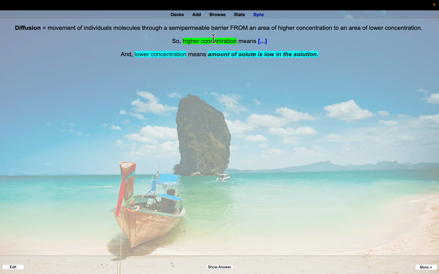Higher concentration means faster? No. The amount of solute is high in the solution. So there's more salt compared to solvent regarding their proportion. For lower concentration, it means there's less salt or solute in the solution, there's more solvent.